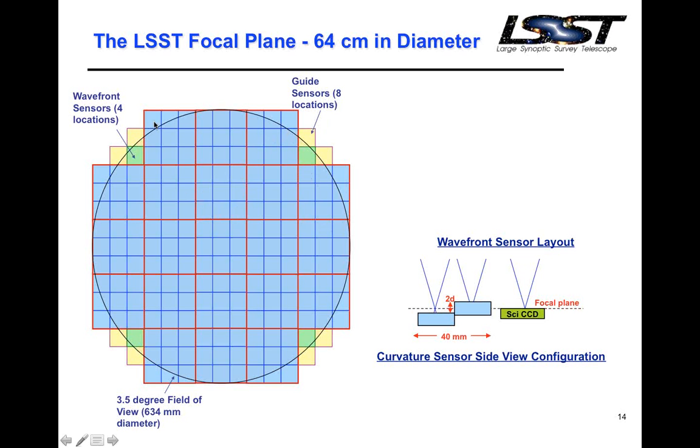At the corners of the focal plane, you can see there are what we call corner rafts, which contain wavefront sensors and guide sensors. The wavefront sensing scheme is curvature sensing, which uses simultaneous intrafocal and extrafocal images to deconvolve what the wavefront errors are. And we have active control of all 3 mirrors of the system, the primary, the tertiary, but also the secondary, to deal with those wavefront corrections.